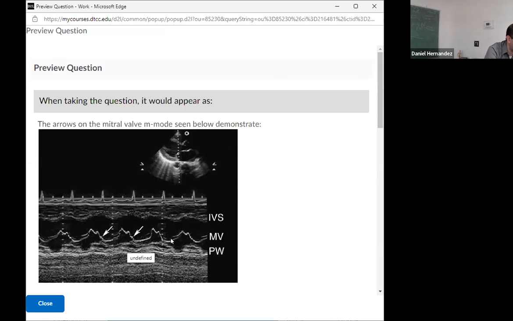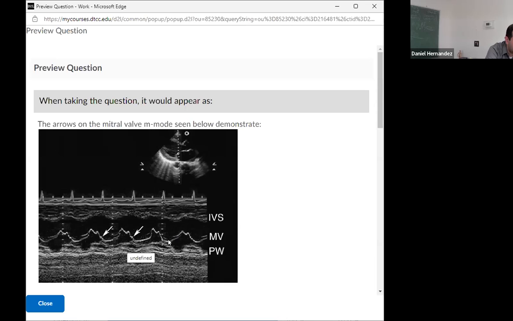So if it was flutter, you would see these little ripples along this entire anterior mitral valve leaflet. This is a pretty crisp tracing, so I'm not seeing that fluttering. This was that B notch, which happens after the A wave. You get an early closure of the mitral valve that causes that B bump due to elevated end diastolic pressures.